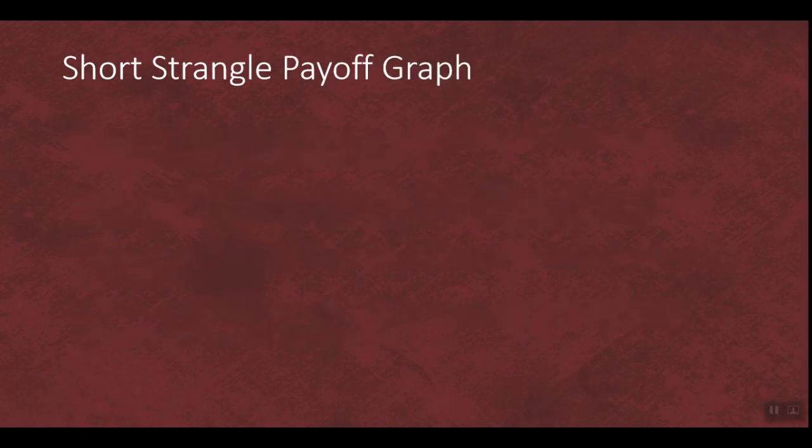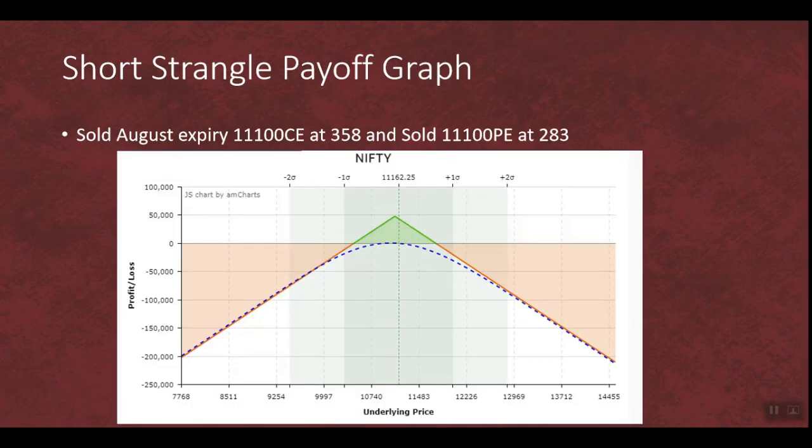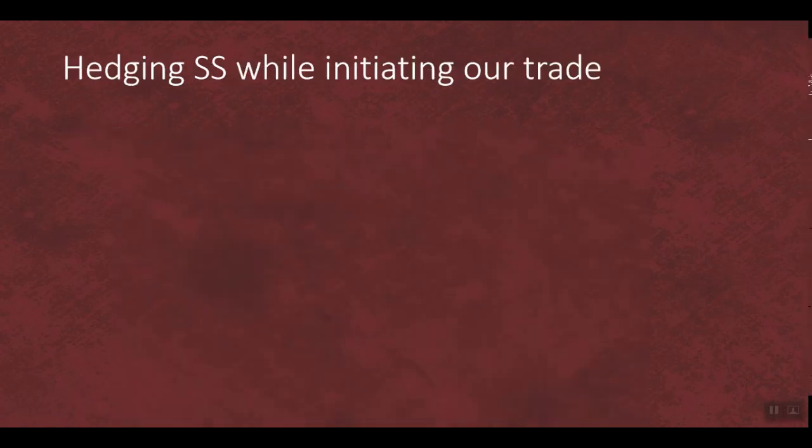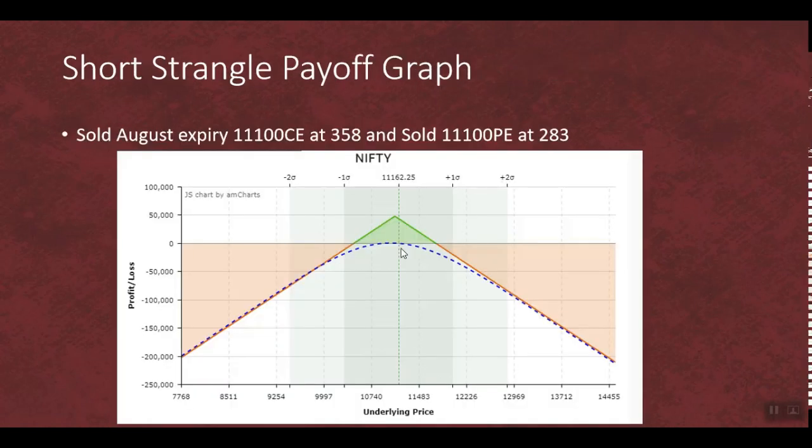Below is a short straddle payoff graph. I just took the same example which you have seen in the short straddle video. We have sold the 11,100 call option at 385 and the 11,100 put option at 283, and the collected premium is around 641. These are our break-even points. If the stock tends to move below or above these levels, then our position will start getting losses.